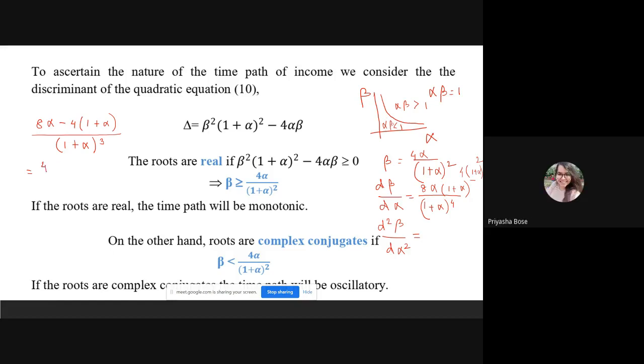Yes, ma'am. Getting 4 times 1 minus alpha over 1 plus alpha whole cube. Yes, ma'am. So if I do the thing, I'm getting 4 alpha minus 1. Ma'am, I'm getting 4 times 1 minus alpha by 1 plus alpha whole cube. Shouldn't it be 1 minus alpha? Yes, ma'am. 1 minus alpha.